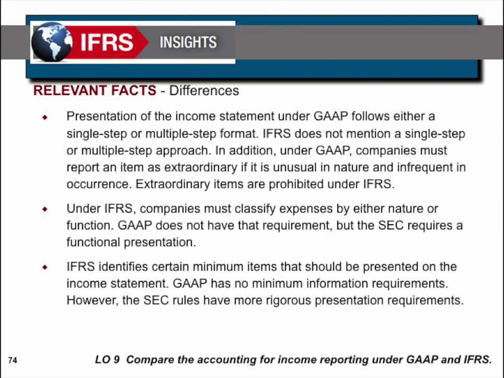Here are some differences. Presentation of the income statement under GAAP follows either a single-step or multi-step format. IFRS does not mention a single-step or multi-step approach. In addition, under GAAP, companies must report an item as extraordinary if it is unusual in nature and infrequent in occurrence. Extraordinary items are prohibited under IFRS.